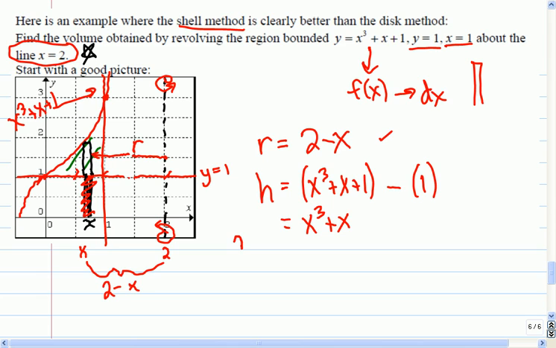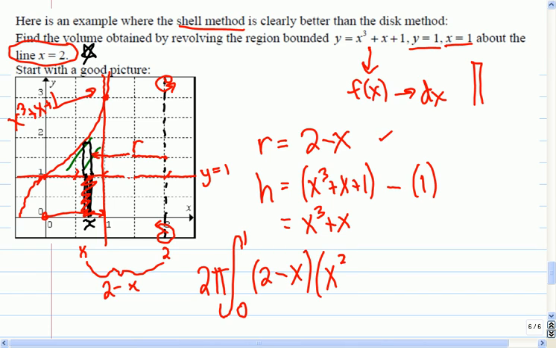So to integrate this, it's in terms of x. So what are my bounds? What are the bounds for my integral? Yeah, it goes here from 0 to 1. It is 2 pi, the radius function, which is 2 minus x, times the height function, which is x cubed plus x. Okay, so that's enough. That would get us the volume if we revolve that figure around the line y equals 2.